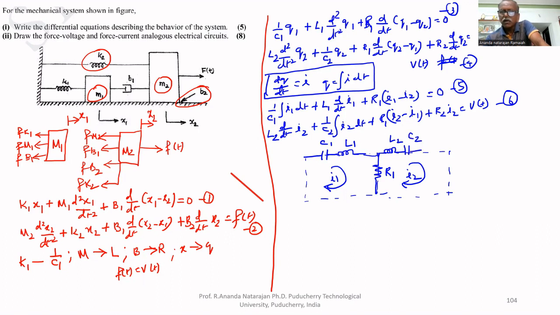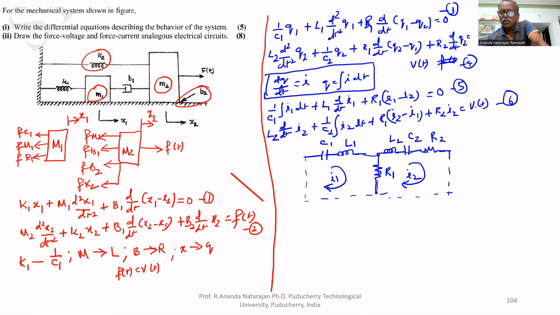R1 is common to I1 and I2, so I2 minus I1 flows through R1. Through R2 only I2 flows. Therefore, we can draw R2 here, and V of t is the applied voltage.